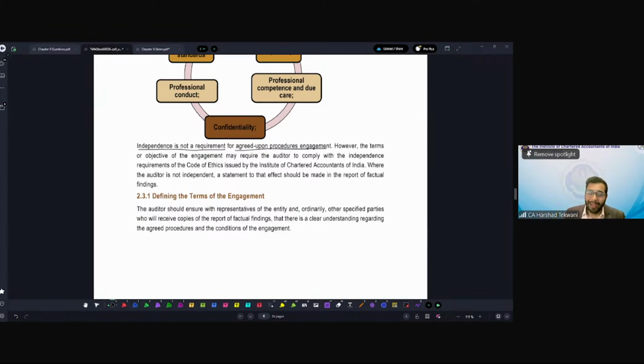Now, when you comply with some of the principles which are there in the standards on auditing, by complying with SRS also, in your report, you should not mention that you are complying with the standards on auditing. No, that you should not do.